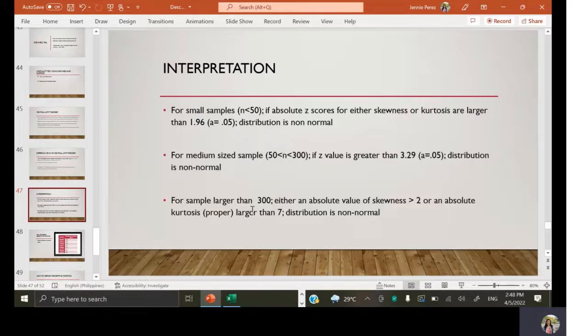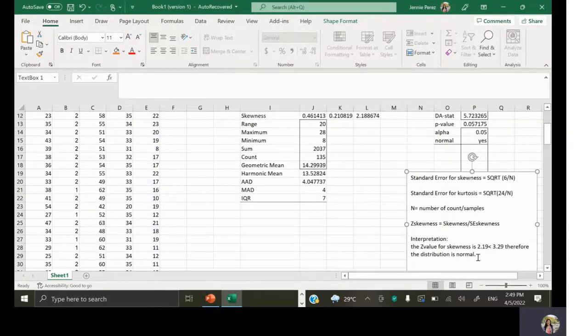Okay? Now, for example, for a sample larger than 300, either an absolute value of skewness of greater than 2 or an absolute kurtosis larger than 7, the distribution is non-normal. So if the skewness is greater than 2, then it is not normal for a distribution of more than 300. So you first have to compute this.